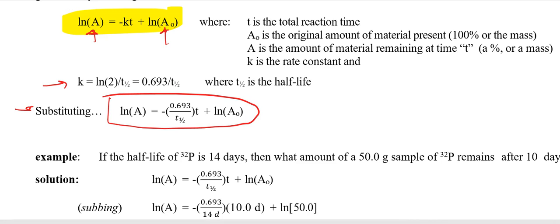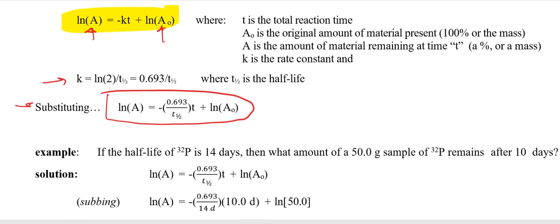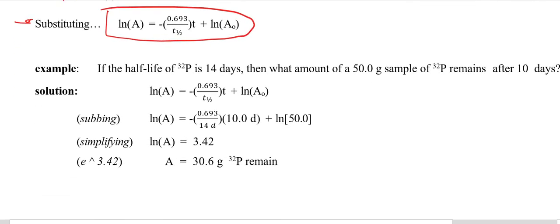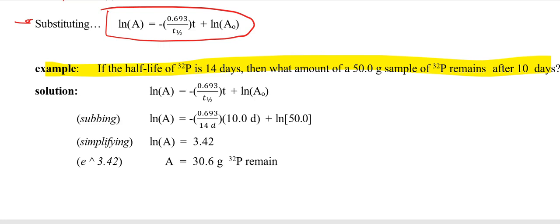Natural log A is negative 0.693 times the time that you're talking about over the half-life, plus the natural log of the original amount. Alrighty, looking at an example, we go back to P32 with its 14-day half-life. After 10 days, how much is gone? For even number of half-lives is easy, just divide by 2. What if it's not even number? You need to follow back on the equation, the first order integrated rate law.